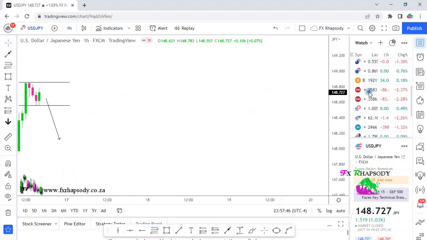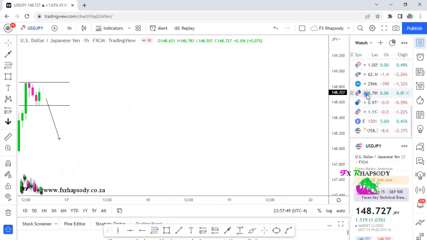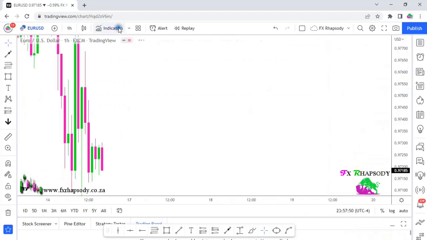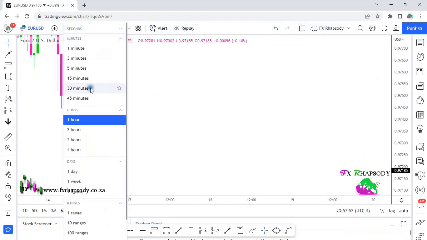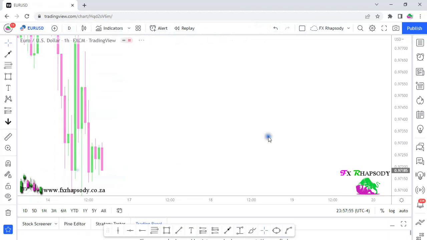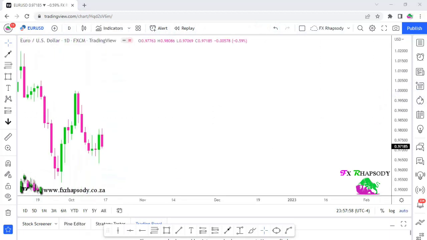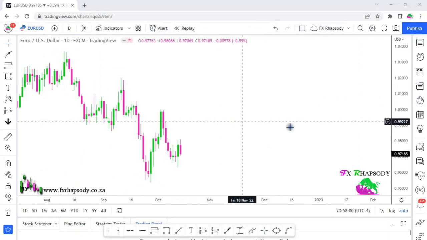We're going to be looking at the EURUSD, and we're going to be starting off on the daily time frame. Okay, so daily time frame, EURUSD.